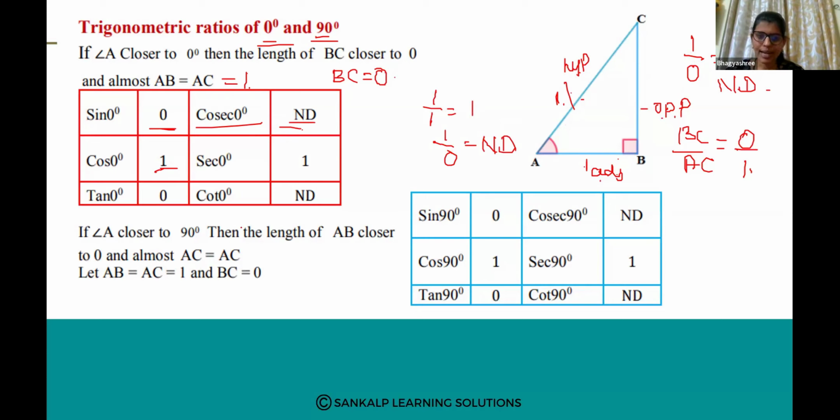Next we'll find out 90 degree. See, as angle A is closer to 90 degree, the length of AB is closer to 0 and almost AB is equal to 0, AC is equal to 1, BC is equal to 1. Here also it comes the same way, same thing.